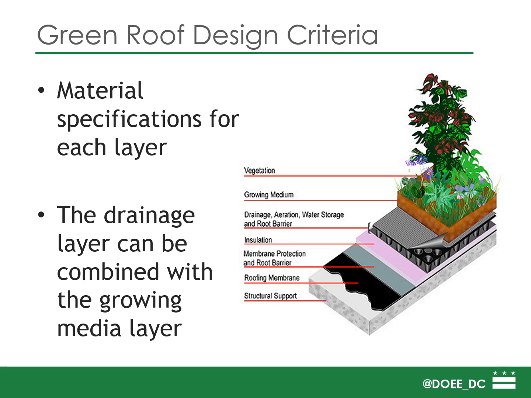The general layout of a green roof can vary, but it generally follows this specification for each layer here, where you have to have the structural support, the roofing membrane, the waterproofing or the root barrier, insulation, and the water storage, growing media, and vegetation. Those top three, the vegetation, the growing media, and the drainage or water storage layer, are the three that we consider in the stormwater retention.